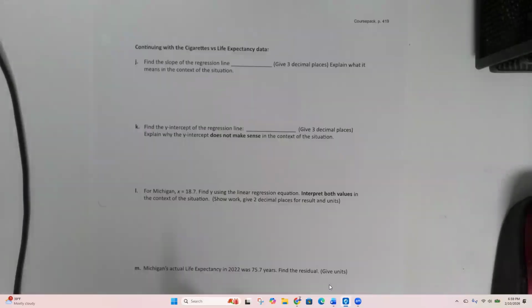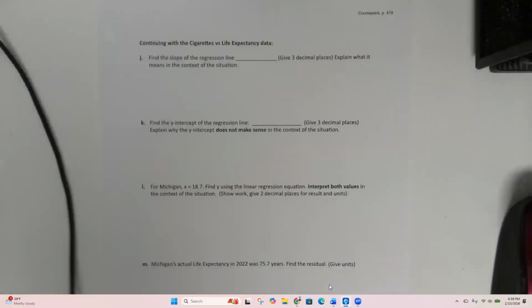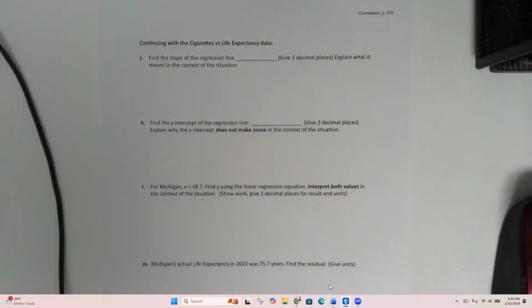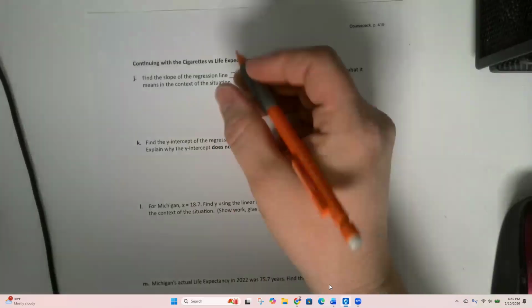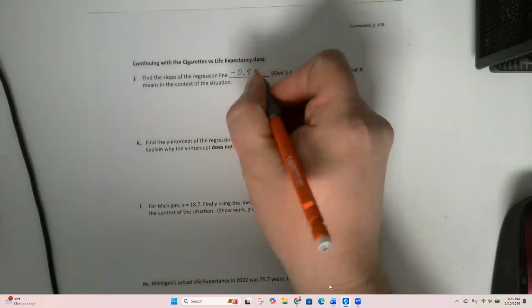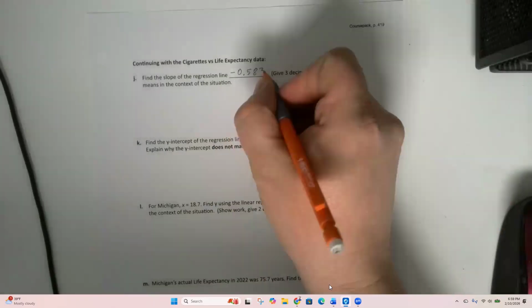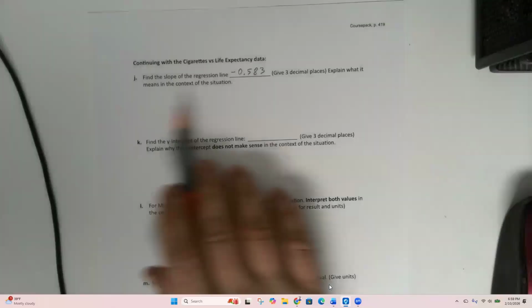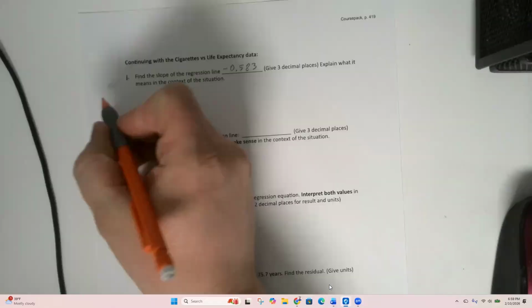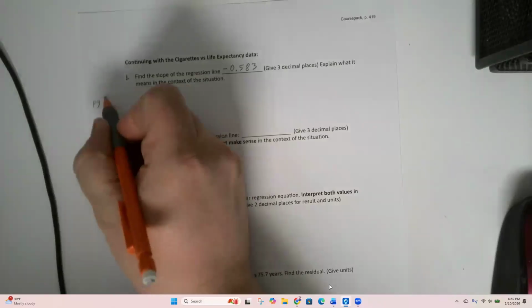I'm not going to set that aside because I still need it for the next page, page 419. Find the slope of the regression line. That is negative 0.583. Explain what it means in the context of the situation. That's on page 255, script in the middle.